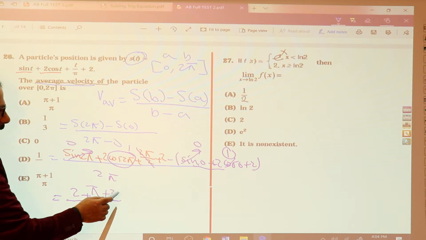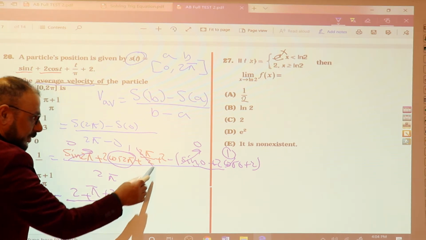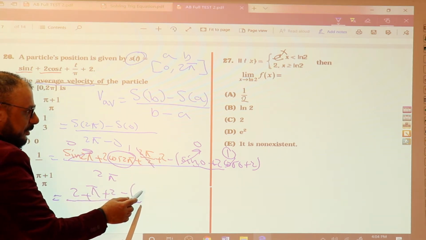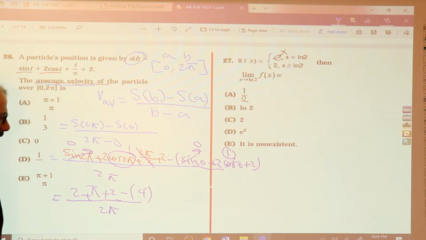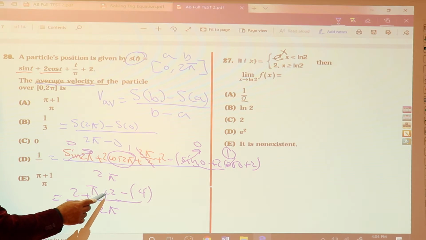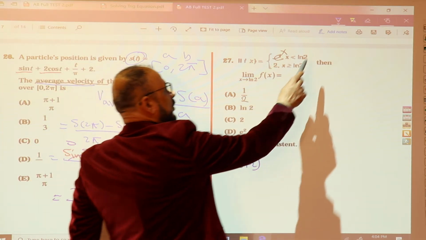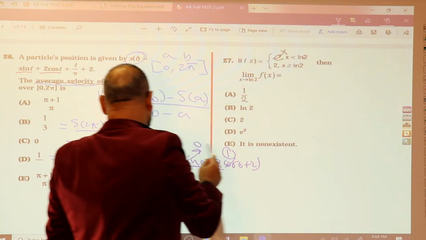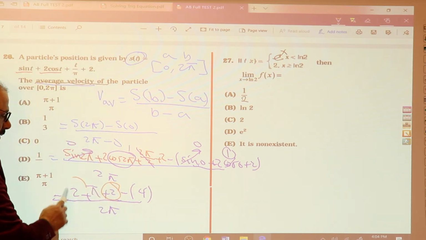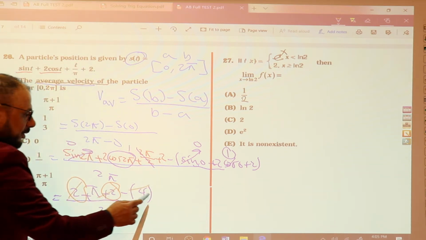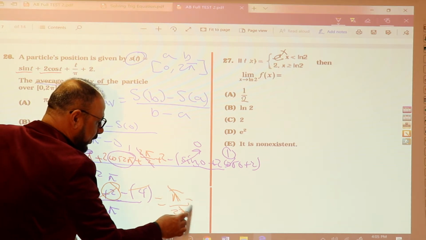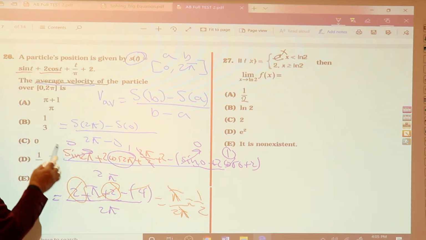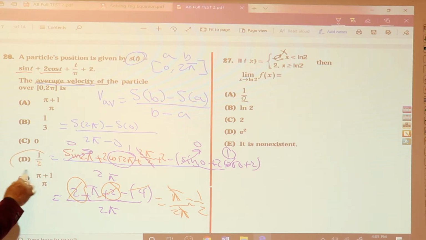And then again here, minus, open parentheses. Keep your parentheses, please. 2 times 1 is 2, plus 2 is 4, over 2 pi. Look here: 2 plus 2 is 4, and 4 minus 4 is 0. What is left is pi over 2 pi. When you cancel pi with pi, it's 1 over 2, one half. The answer is D.